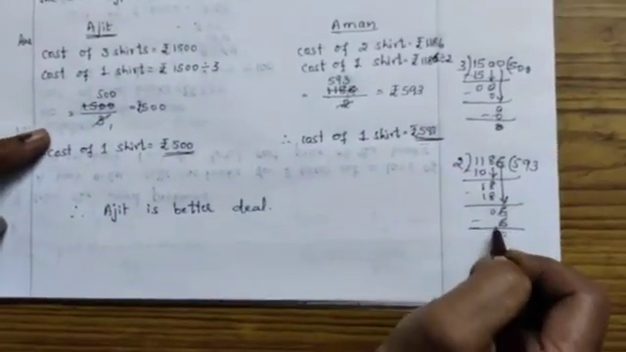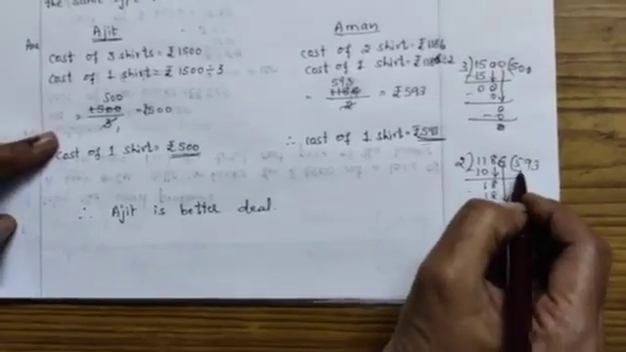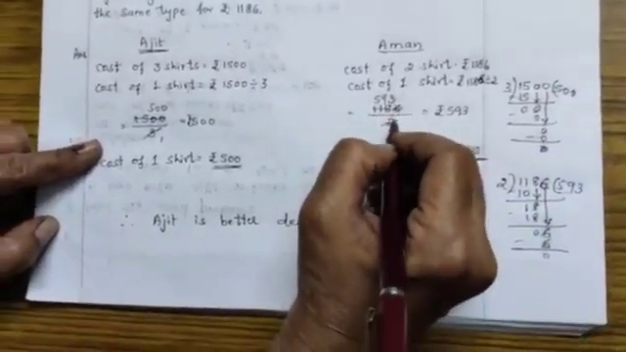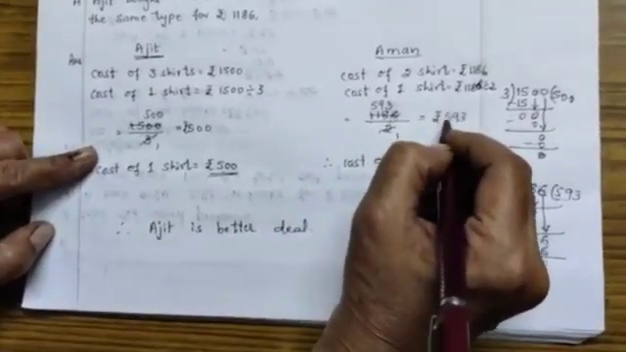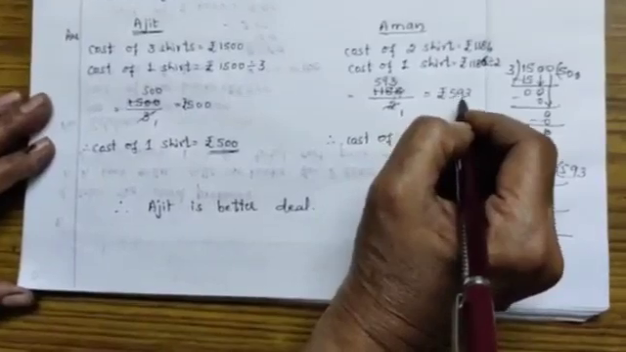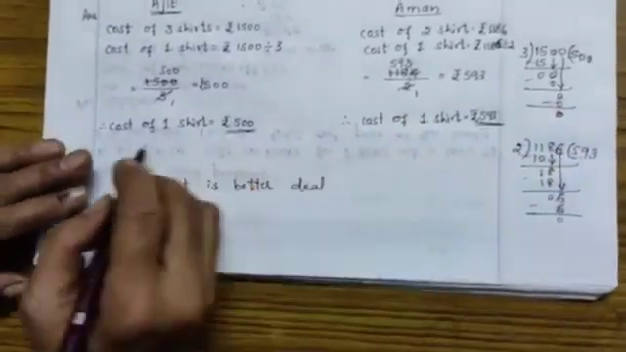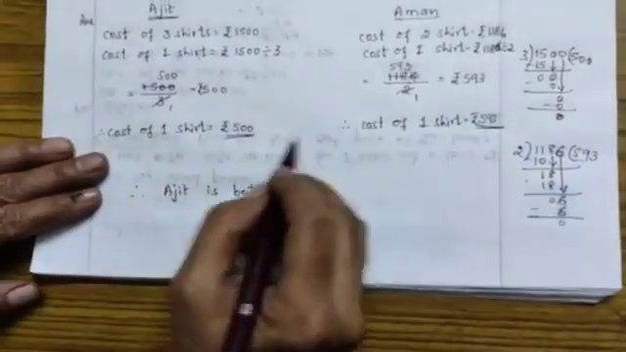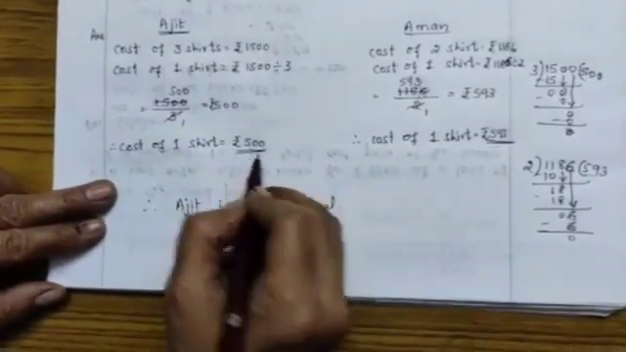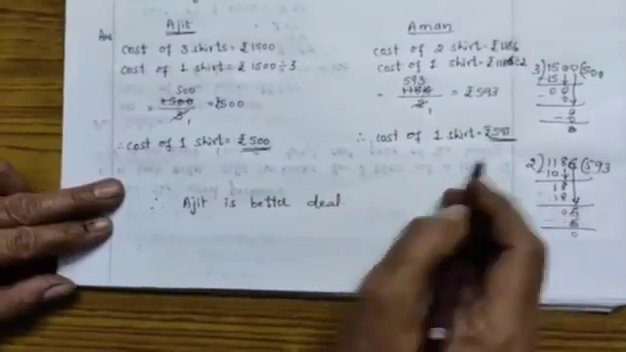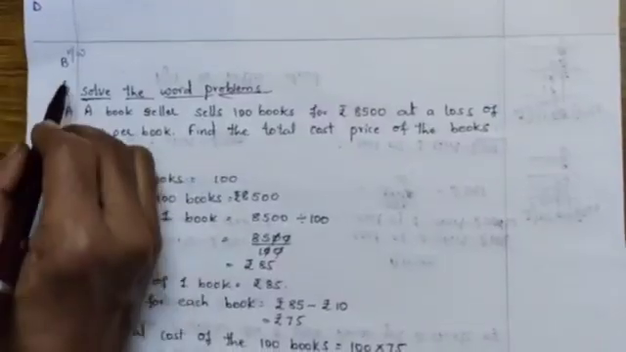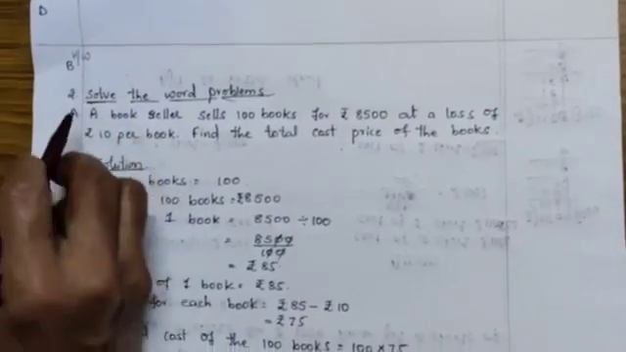See, I divided in the column, children. After dividing, how much did you get? 593. So rupees 593. Cost of one shirt is rupees 593. So who is the better deal, Ajit or Aman, children? Ajit is the better deal. Here 500 and here 593. So Ajit is the better deal. Now B bit, do it as homework.